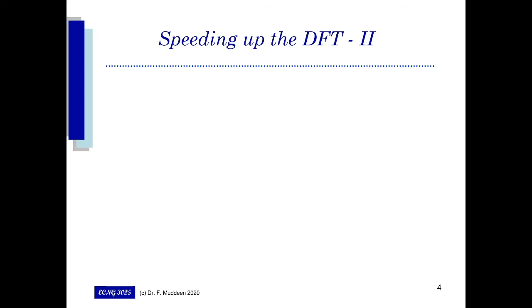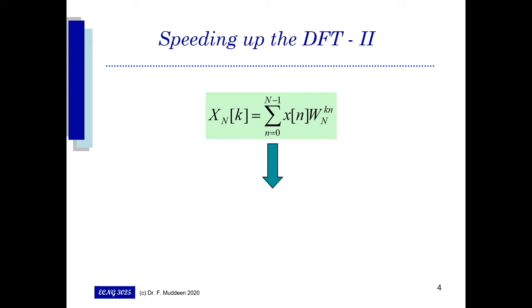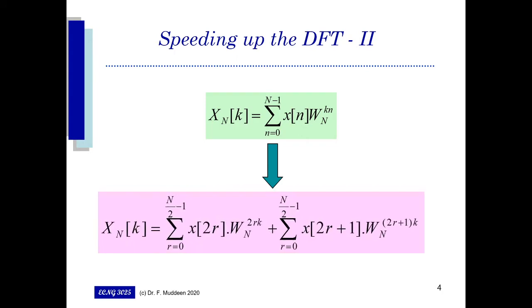If we try to mathematically represent this using the DFT equation, the DFT equation splits into even terms and odd terms. The even terms are represented by 2r, and the odd terms are represented by 2r plus 1, where r gives us our index.